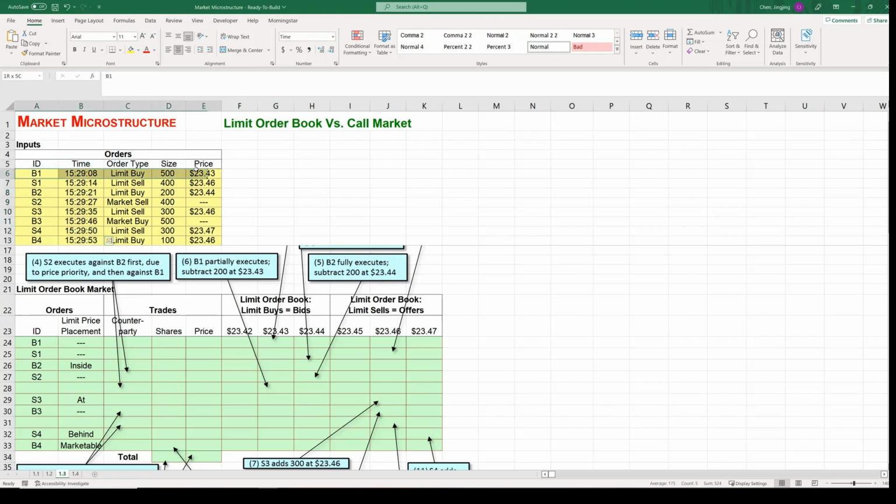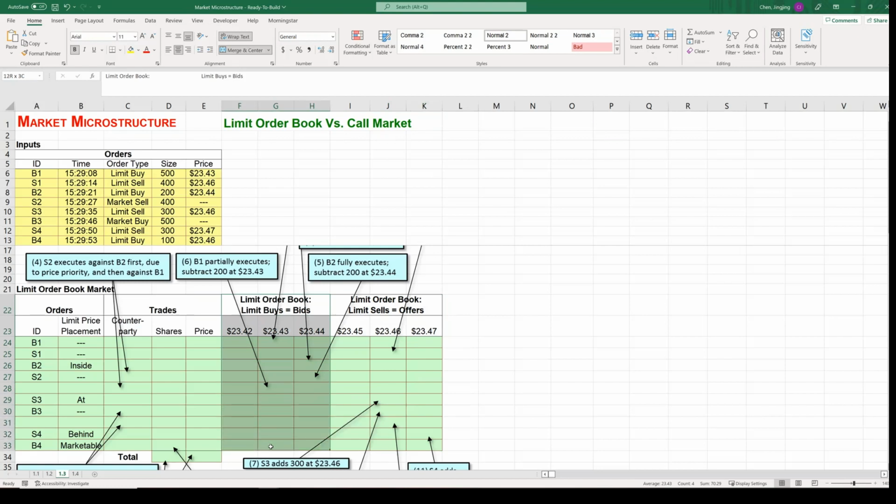Now, B1 is the first order that existed in the market. So we have this limit buy order, for 500 shares at 23.43. However, since this is the first order, we have to place it in the limit order book because there's no matching order, no existing order to fill it. So we have to put it there. So therefore, our limit order book is here.